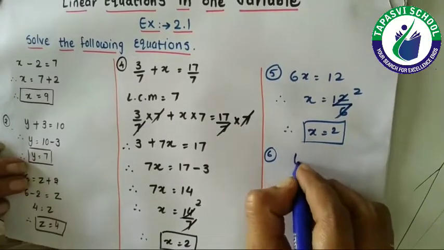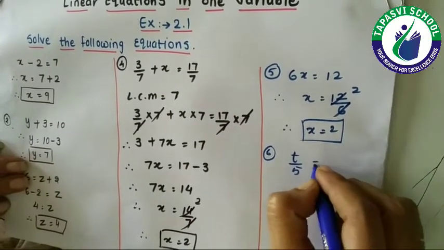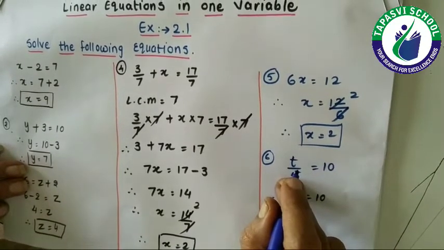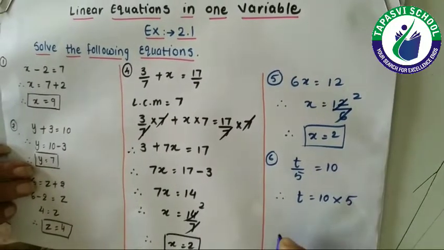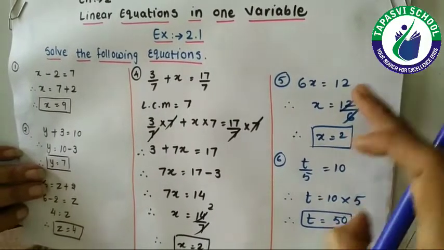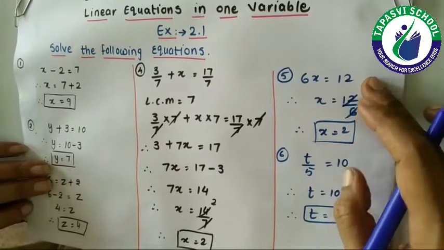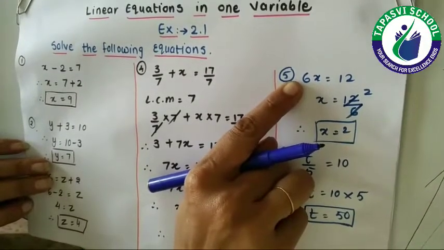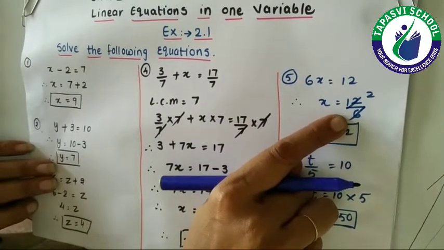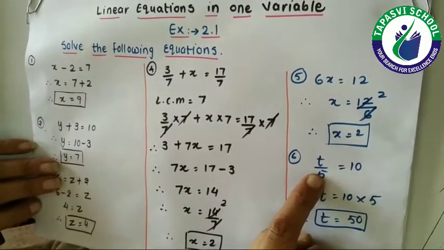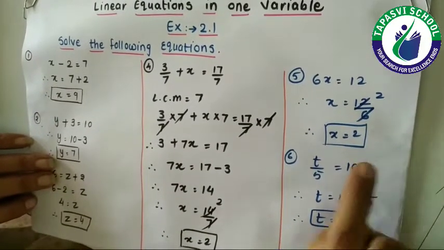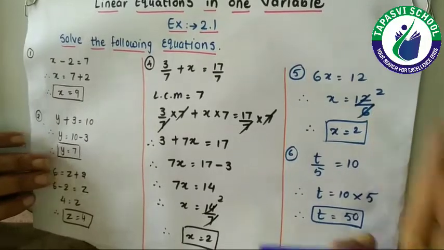Sixth one is given: t upon 5 is equals to 10. Here t is equals to 10. 5 is in the relation of division, this side it will come in the relation of multiplication. Therefore, t is equals to 50. In these two sums, students, what are we supposed to learn? If any digit is in the relation of multiplication and it changes the sign, it will come in the relation of division. And if it is in the relation of division and it changes the sign, then it will come in the relation of multiplication. So these two are important concepts which we learn here.